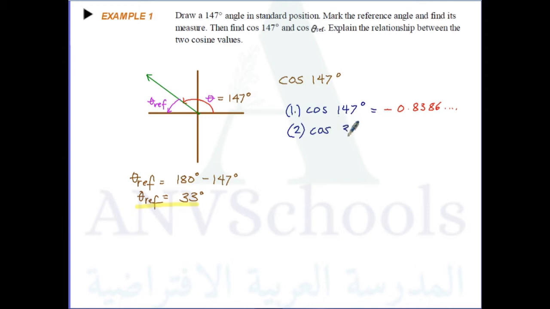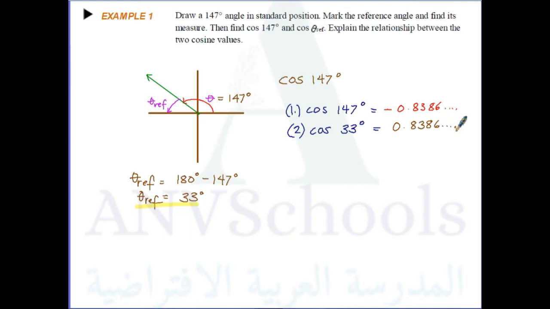Then what about comparing it to our angle of reference, or reference angle? So cosine of 33 degrees would give us how much? Cosine of 33 will give us 0.8386. So they are of the same magnitude. They have the same magnitude but differ in sign. So what is the relationship of our cosine of 147 degrees and our cosine of 33 degrees?